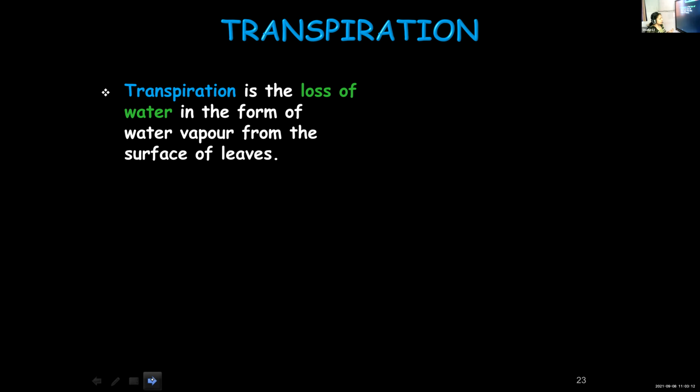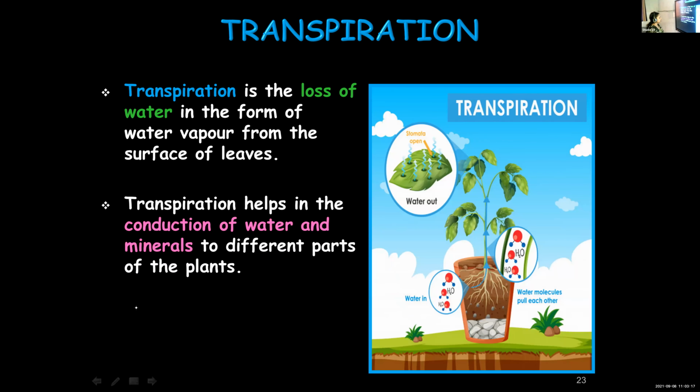So transpiration is the loss of water in the form of water vapor from the surface of leaves. And it helps in two important functions in plants. One is that it will help in conduction. Conduction means transportation. It helps in the transport of water and minerals to different parts of the plant.